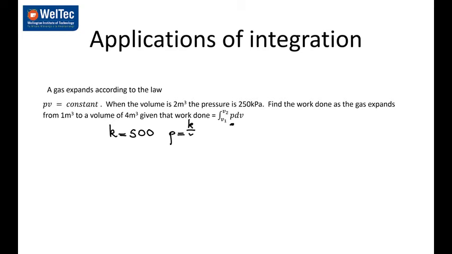Now we're ready to integrate, so the work done is the integral between 1 and 4, and P is K over V, which is 500 over V, and we can integrate that. It's 500 natural log of V, plug in 4, plug in 1, subtract, and our final answer then would be 693 kilojoules.